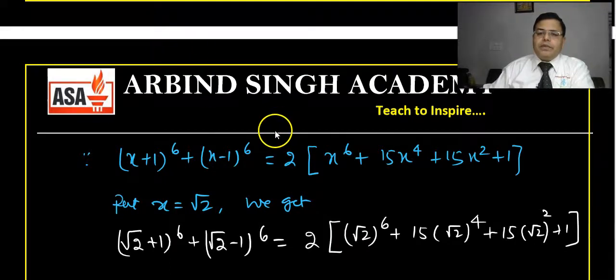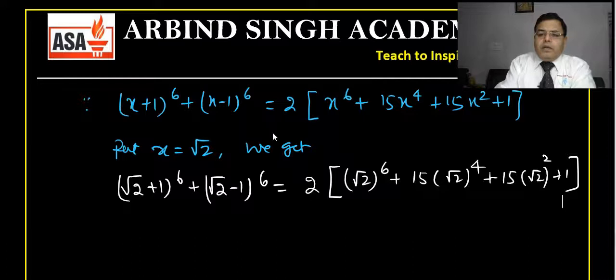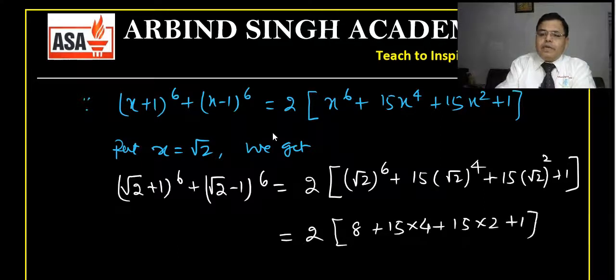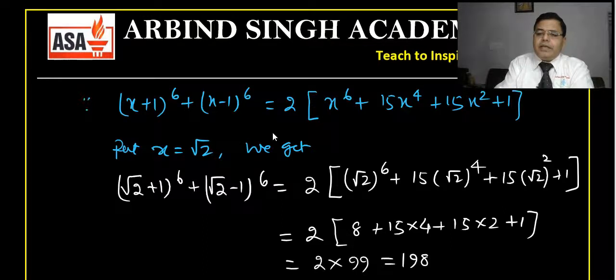And now this will come here: (√2)^6 is 2 cubed, that is 8. Then 15 into 4, plus 15 into 2, plus 1. So that will be 60 plus 30, 90, plus 8, 98, plus 1 is 99. 2 into 99, that is 198, and that will be the answer to this question. So I hope you got it.